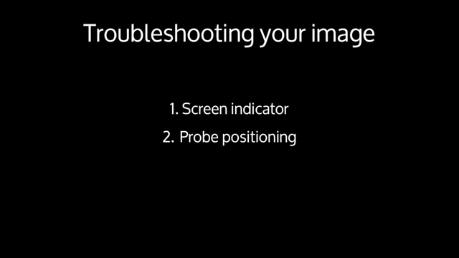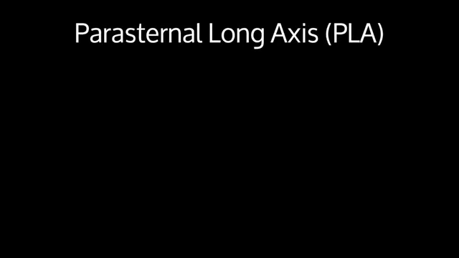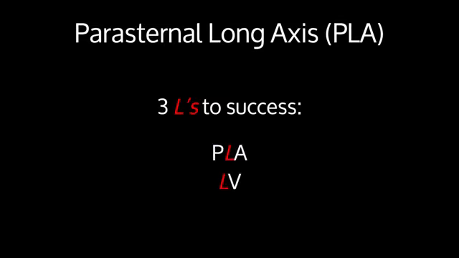We talked about troubleshooting your image. First, check the screen indicator, then check the probe positioning. Then if that doesn't work, put the patient in a left lateral decubitus if the patient is able to do so. To remember the parasternal long axis view, remember the 3 L's to success. The parasternal long axis view should have the LV on the left side of the screen.